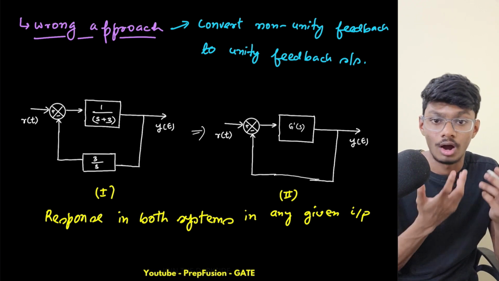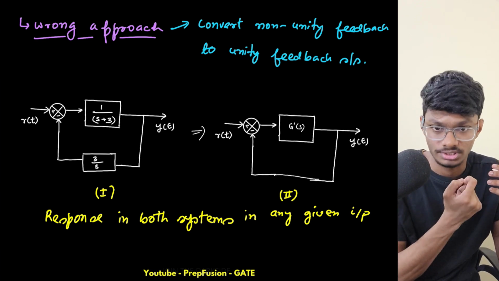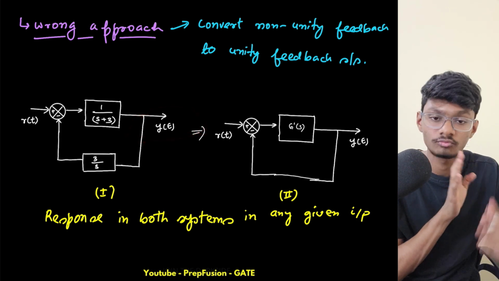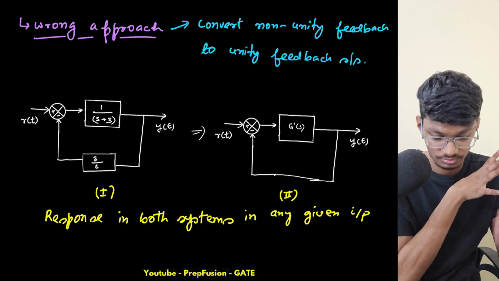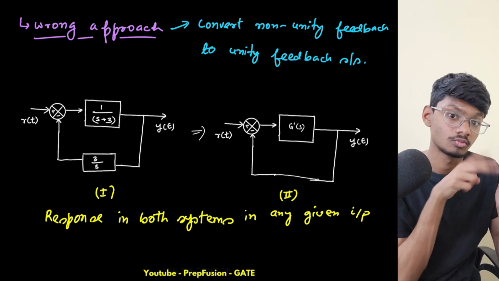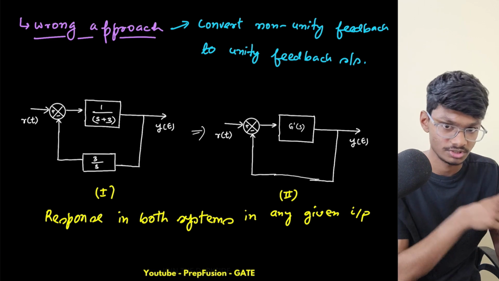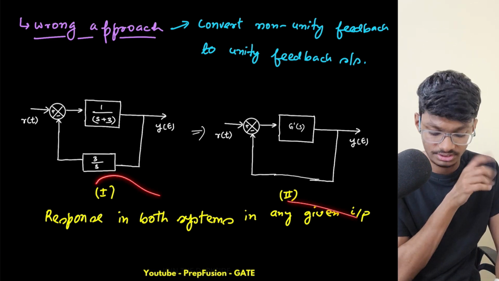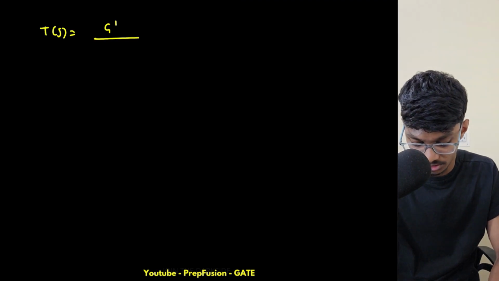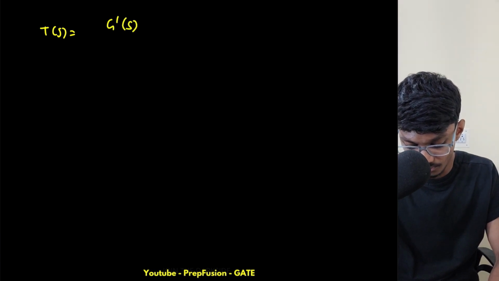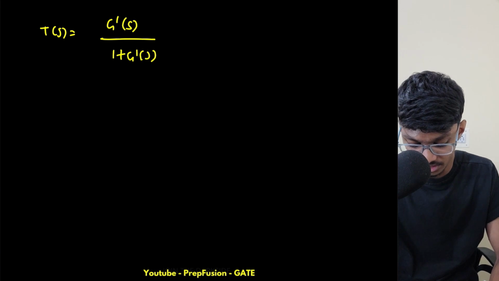Now how will the response be the same? How is my c of s related, or how is my y of s related? It is related with the transfer function. Y of s is equal to r of s into t of s. So for any given input being the same, what else needs to be the same for c1 of s and c2 of s to be the same? My transfer function should be the same. That is what they're doing. They're equating the transfer function t of s equals g dash of s upon 1 plus g of s. From here they're finding my g dash of s.